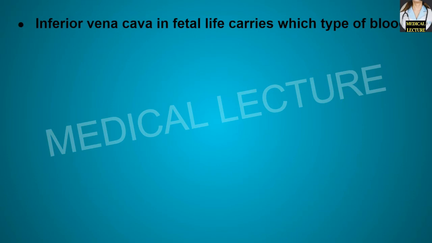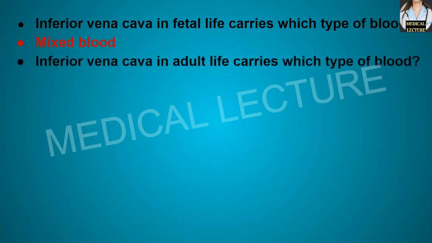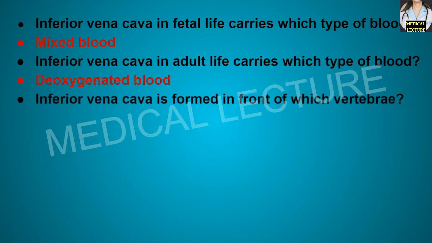Inferior vena cava in the fetal life carries which type of blood? So it carries mixed blood. Inferior vena cava in the adult life carries which type of blood? So it carries deoxygenated blood. Inferior vena cava is formed in front of which vertebra? So in front of L5 vertebra.